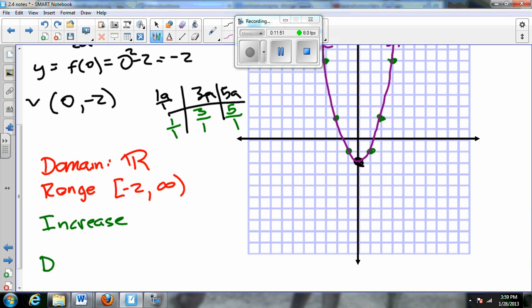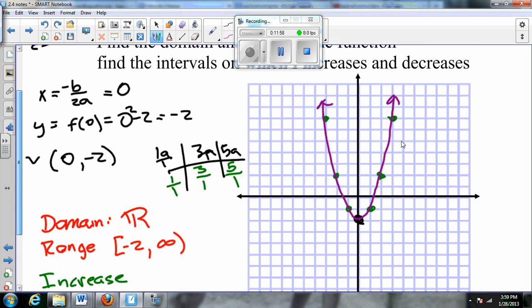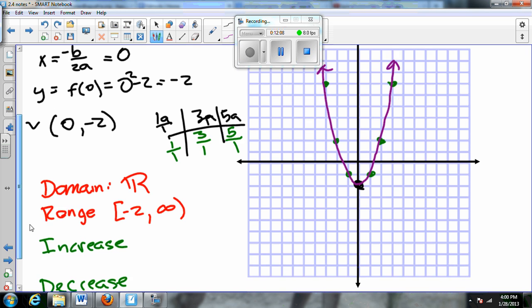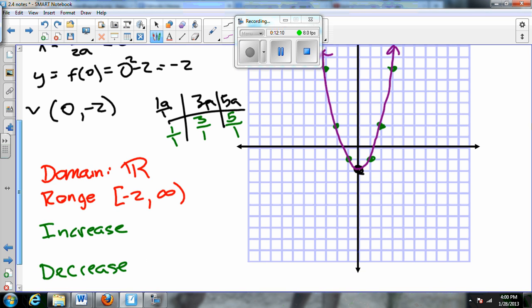Now we'll state the increase and decrease. As we go left to right on the parabola, we are decreasing from the left until we hit 0, -2. And remember, we want the x values. So it is decreasing from -infinity to 0. Then it starts on an upward swing from 0, and we'll keep going to infinity.